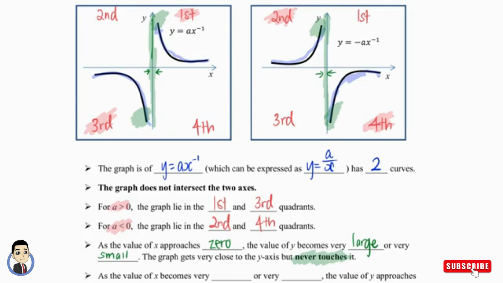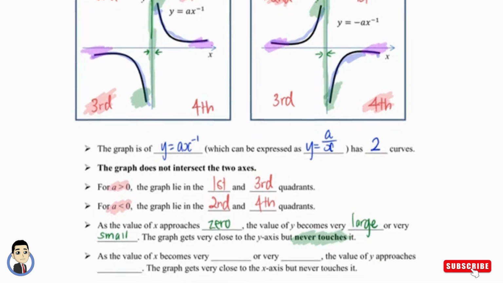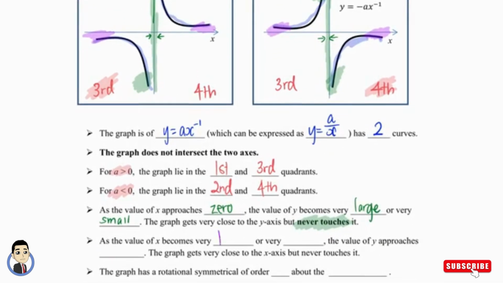Then, when X becomes bigger and bigger, or smaller and smaller, what do you see? What happens to the value of y? The value of y actually becomes smaller and smaller until it's trying to reach 0, but it doesn't reach 0. Okay? It never touches the x-axis. Alright, so these are some of the observations.